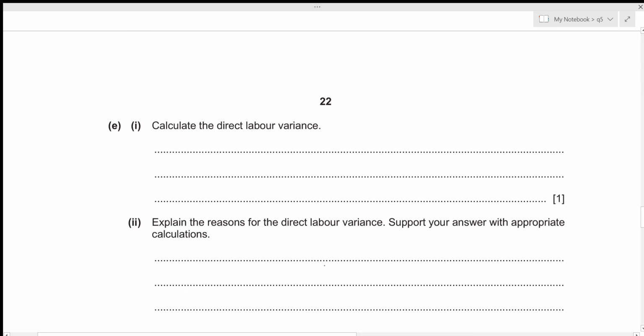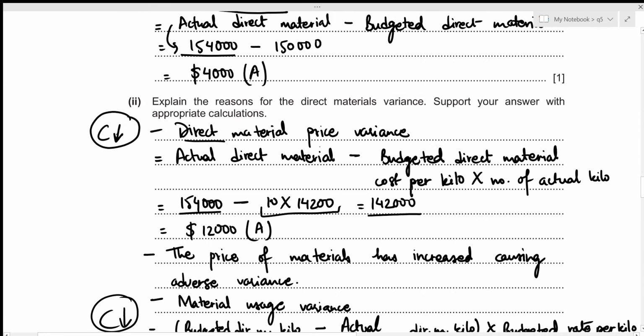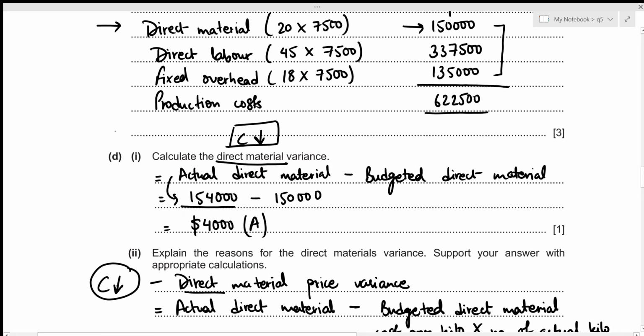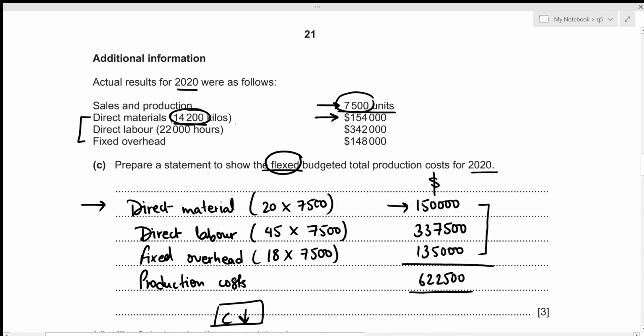For the fifth part, we need to calculate the direct labor variance. Again, this is the same case as above. Previously, we calculated the direct material variance by subtracting our actual direct material and budgeted direct material right here. Now we repeat the same process, but instead of direct material, we're just using direct labor. So that is just going to be our direct labor actual and budgeted values. We can see that the direct labor actually amounted to 342,000, but our budgeted value was 337,500. So our actual is greater, right?